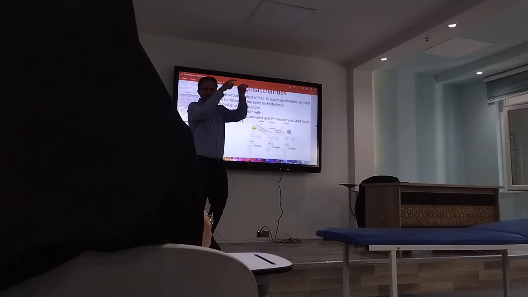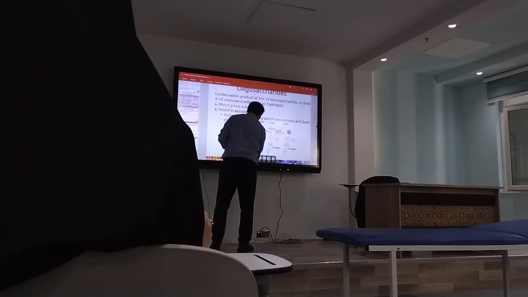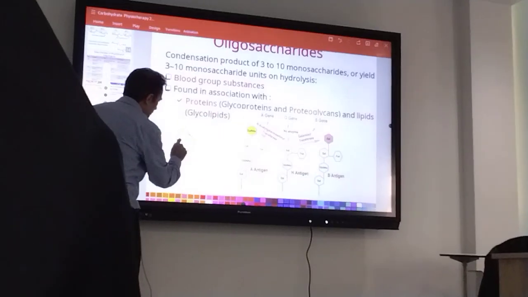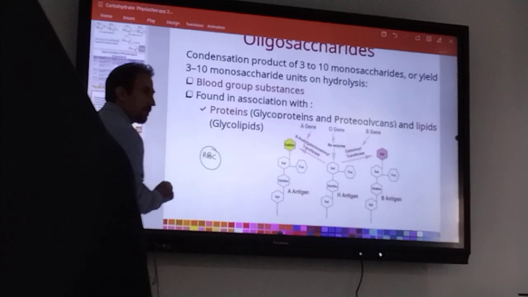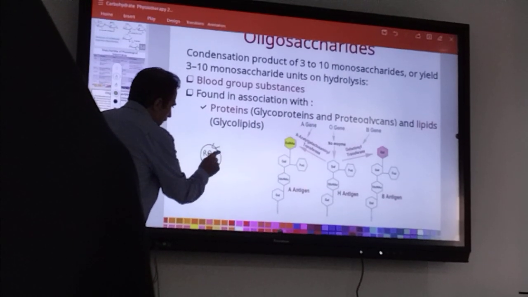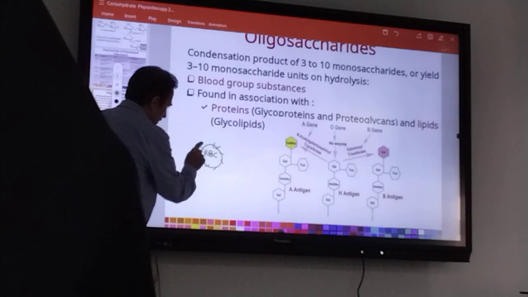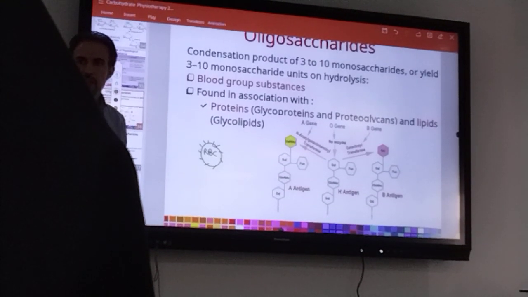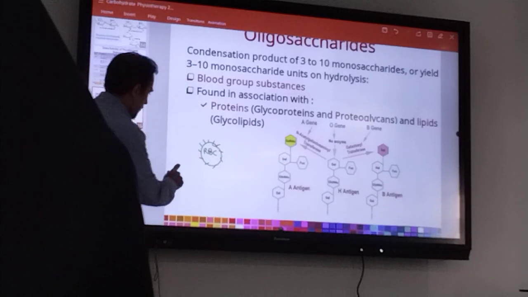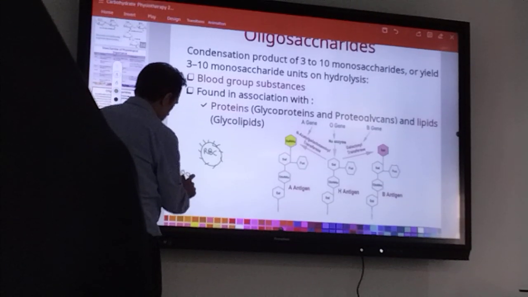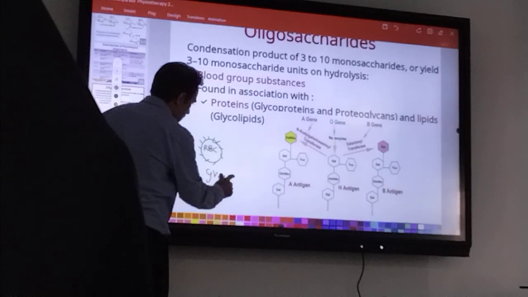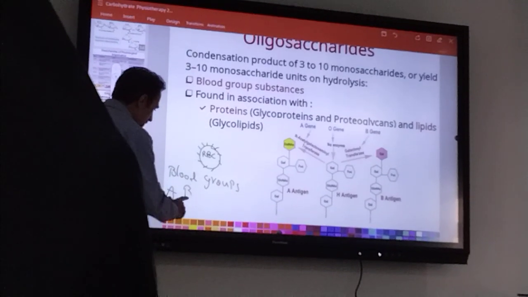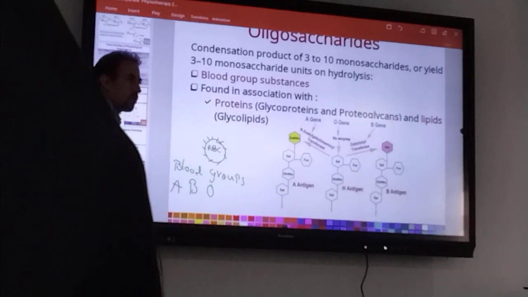The best example of oligosaccharides: what are our blood groups? On red blood cells, this is a red blood cell, I'm going to call it RBC. On the surface of that we have some antigens, and these antigens are the blood groups. The major blood groups are A, B, O.